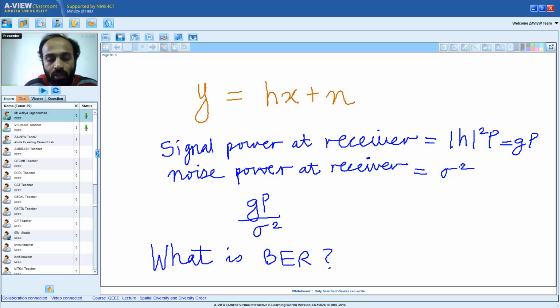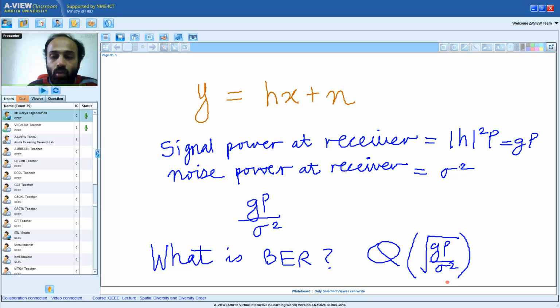Okay, I think let me proceed. Since the received SNR was P over sigma square, that gave Q square root of P over sigma square. Now the SNR is G times P over sigma square. The bit error rate, I hope everyone can see, is simply Q times square root of GP over sigma square. Correct. I'm getting the answer from DCR, you also get it correct.